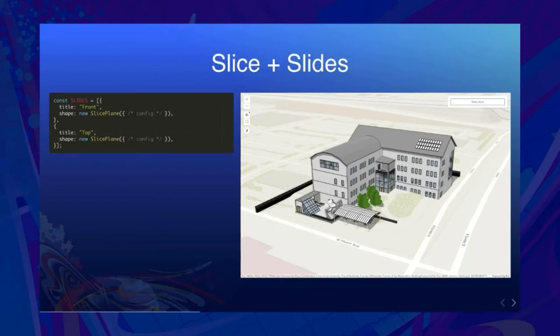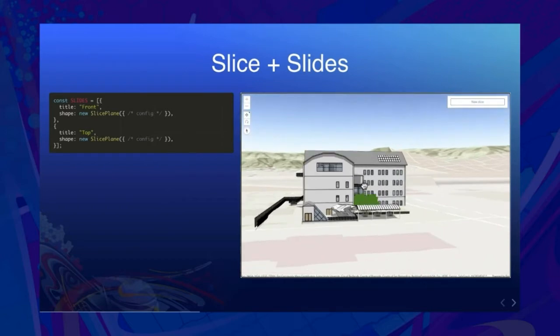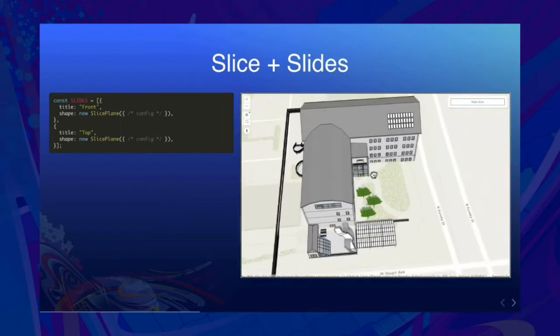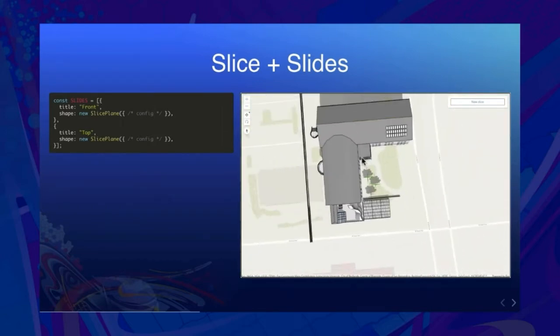So the first thing I need to do is to create a scene in the scene viewer containing a slide for each viewpoint that I want to have. So I'm going to have a slide looking at the building from the front, and a slide looking at the building from the top, more or less like that.